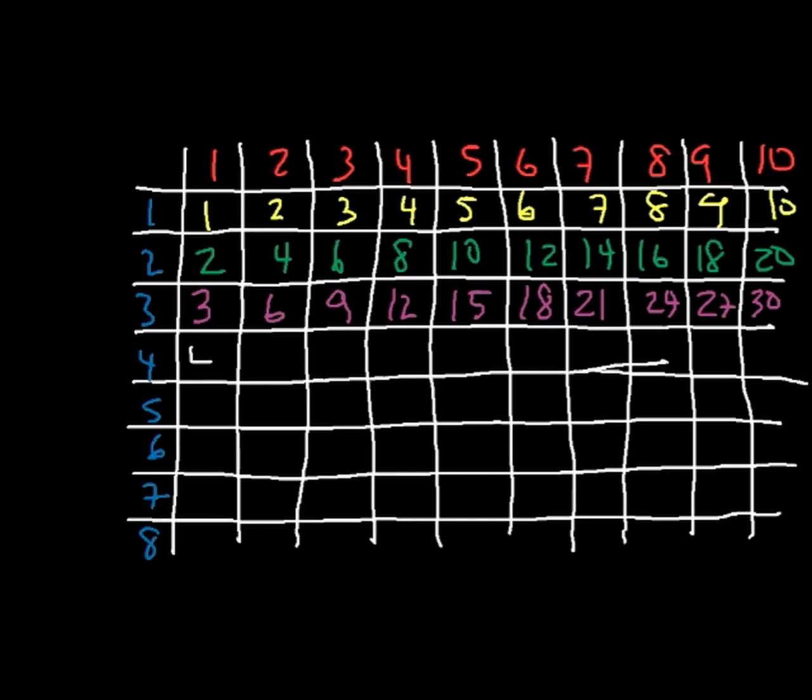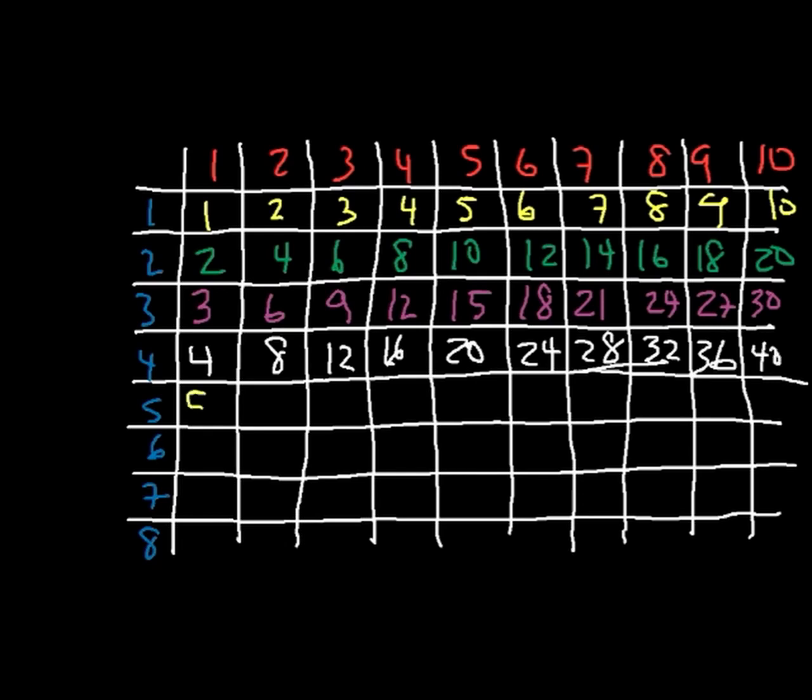Now 4 times 1 is 4. 4 times 2 is 8. 4 times 3 is 12. 4 times 4 is 16. 4 times 5 is 20. 4 times 6 is 24. 4 times 7 is 28. 4 times 8 is 32. 4 times 9 is 36. And 4 times 10 is 40.